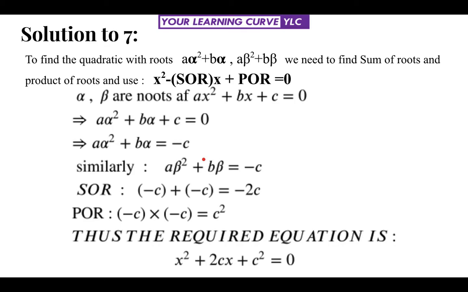So let's discuss question number 7. Question number 7 is asking you to find a quadratic equation having roots a alpha square plus b alpha and a beta square plus b beta. I will remind you once again that alpha beta are roots of the quadratic equation ax squared plus bx plus c equal to 0. We know the value of alpha plus beta is equal to minus b by a and alpha into beta is equal to c by a, and two more relations where alpha and beta satisfy the given equation ax square plus bx plus c equal to 0. We need to find the sum of roots and product of roots.